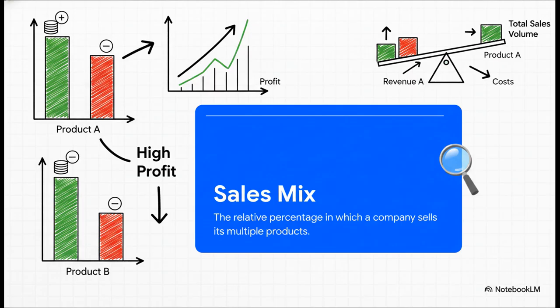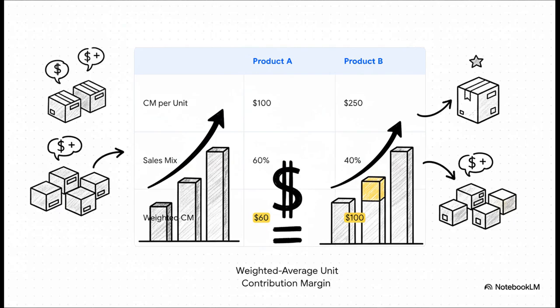The sales mix is critically important because different products rarely have the same contribution margin. A shift in the mix from high-margin products to low-margin products can cause a significant decline in total profits, even if total sales units remain constant. To perform a break-even analysis for a multi-product company, we must calculate a weighted average unit contribution margin.